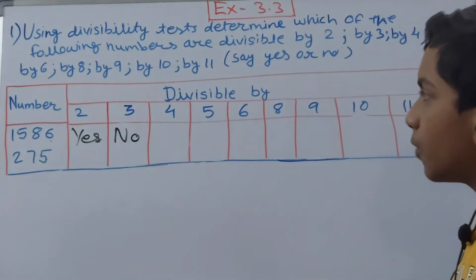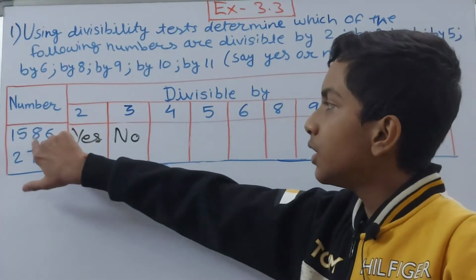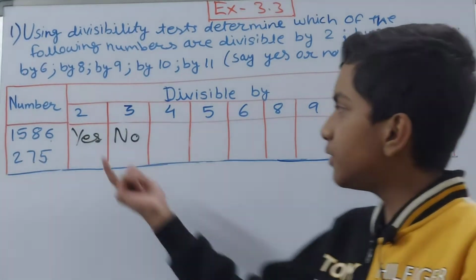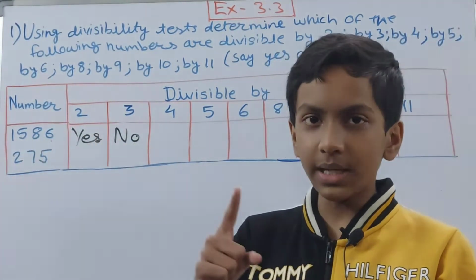So put a no. 4. Now for 4 the last two digits should be divisible by 4. Now if you see 86, 8 will go by 4 two times, right?